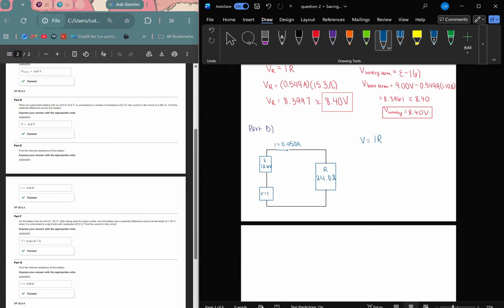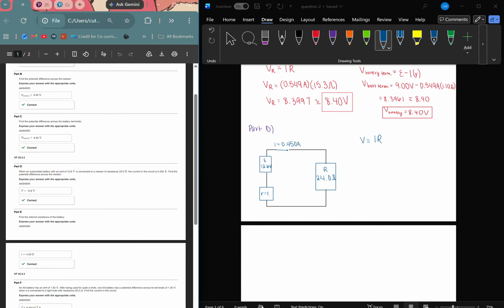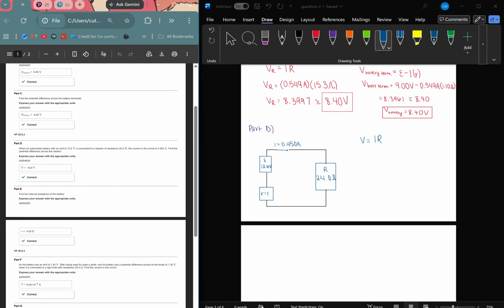which is V equals I times R. So we're in part D, right? So the potential difference is the current multiplied by the resistance. I'm using Ohm's law because I want the voltage across the resistor, and Ohm's law states that the voltage across the resistor equals the current multiplied by the resistance. So let's solve that.